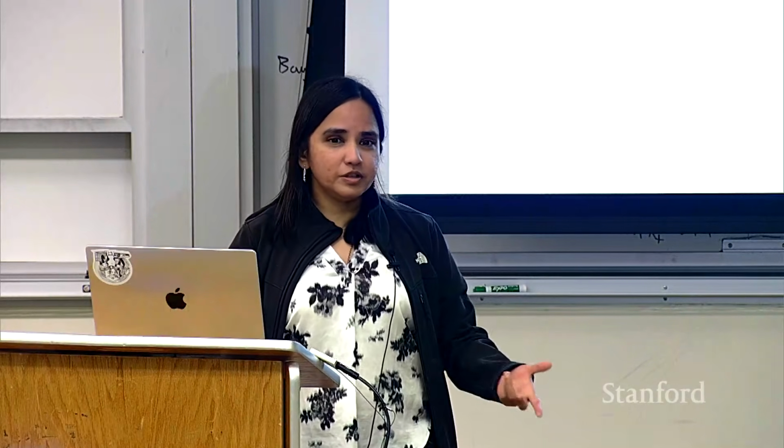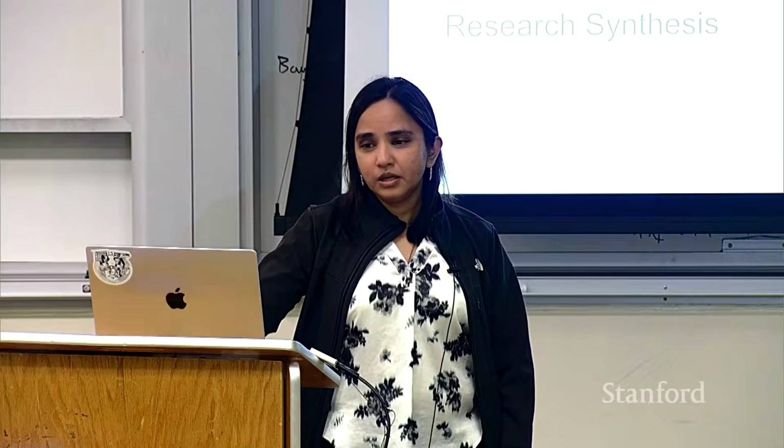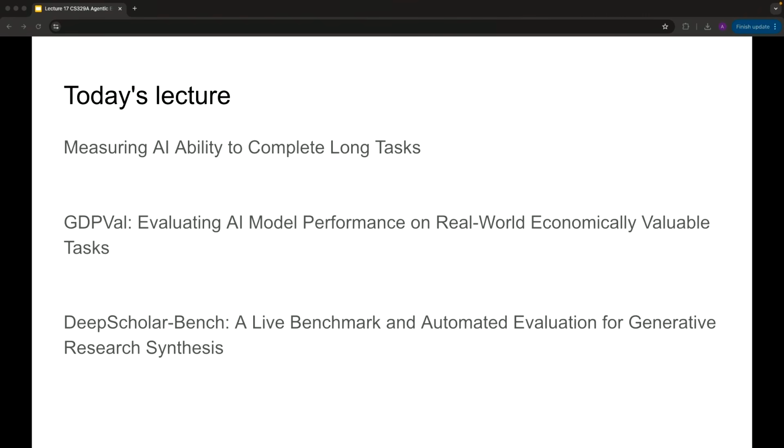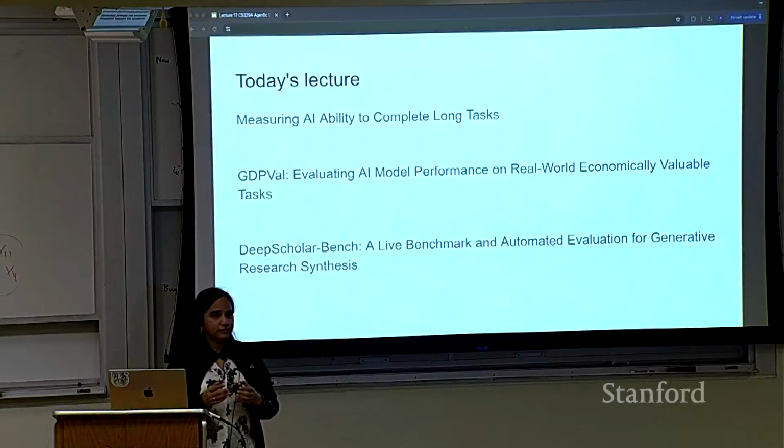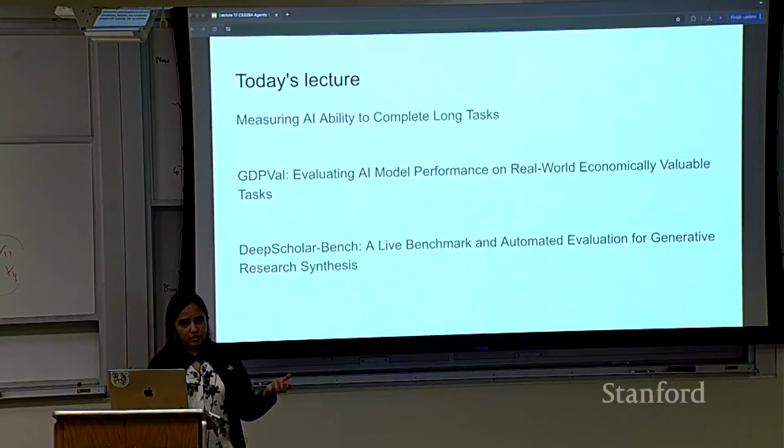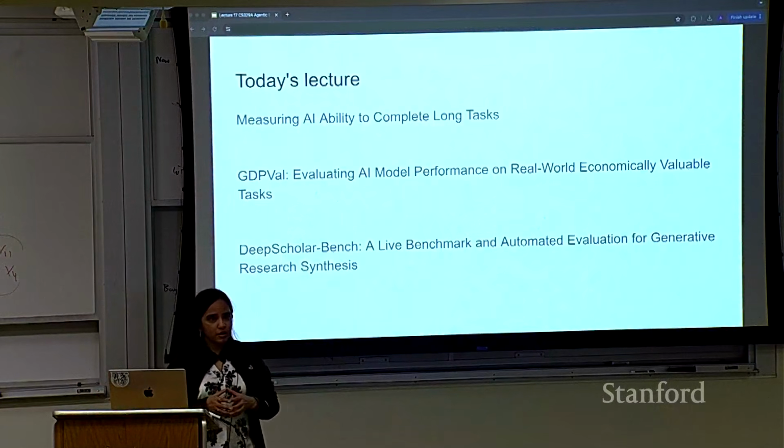So I think a lot of this lecture will focus on what is challenging about agentic evaluations relative to where things have been before and how things become harder. The papers that we'll cover will be focused on measuring the ability of these models to complete long tasks, in terms of the time horizon of the task that the models can complete.